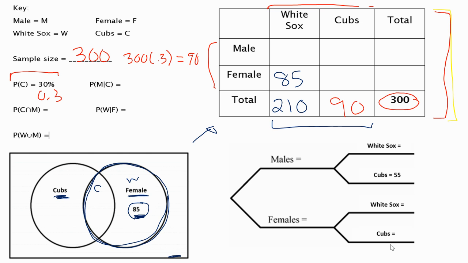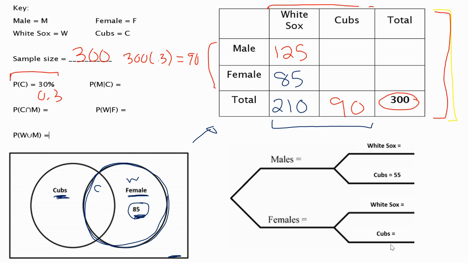Right, because if they're female, they either have to be a Cubs or a Sox fan, and if they're outside the intersection, they have to be White Sox. So this is 210, I got 85. So when I go ahead and subtract that off, we're going to get our 125. So there's 125 male White Sox fans.